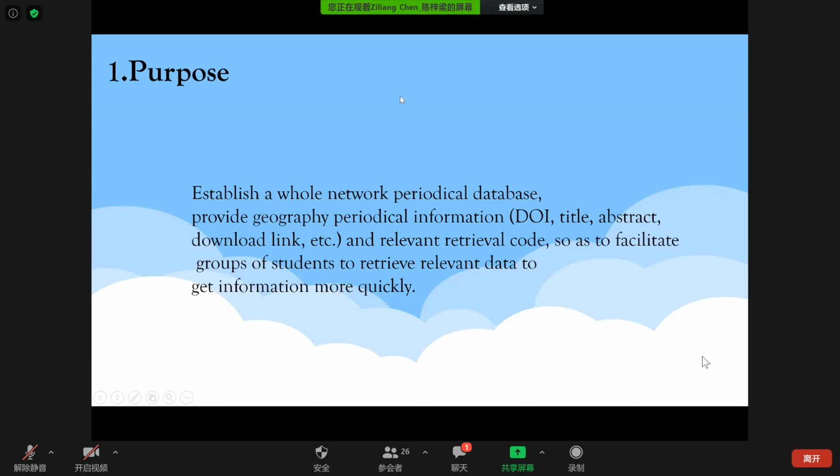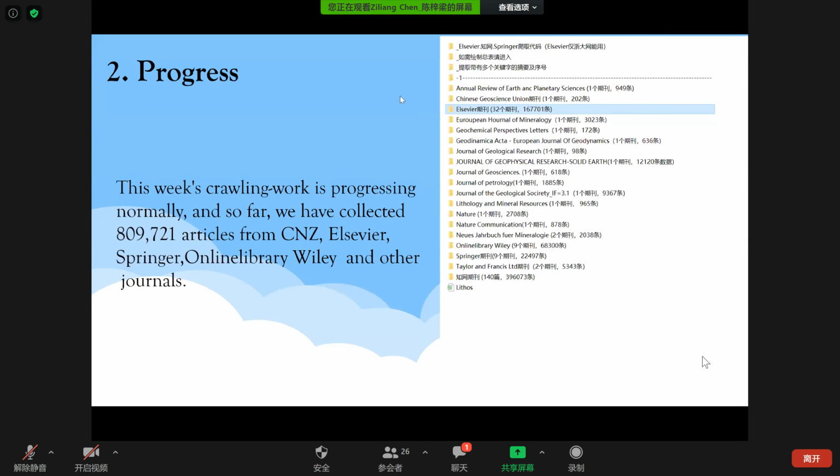And the progress of our group this week is as it shows. So far we have collected about 809,721 articles from CNKI, Elsevier, Springer, Wiley Online Library, and other journals. The main task of this week is to call the journals needed by the members in the science group. At present, the task has been basically completed, leaving only the last one, and the division of labor within the group is as follows.